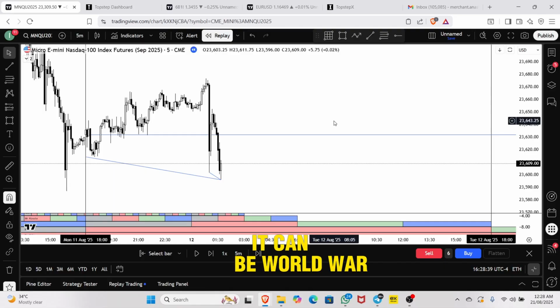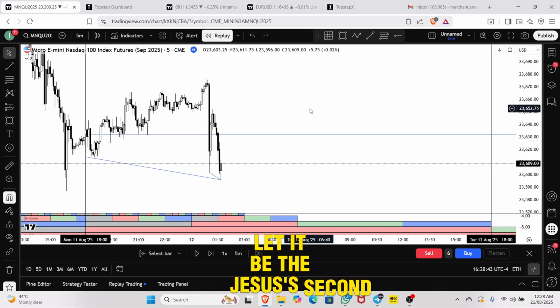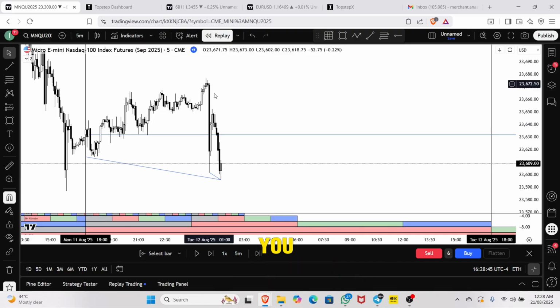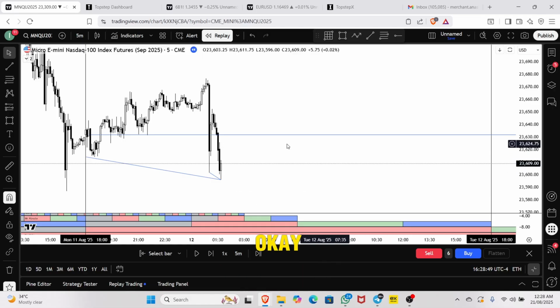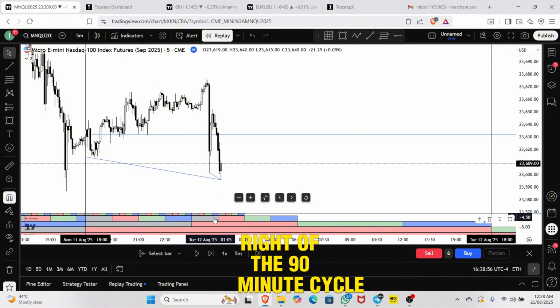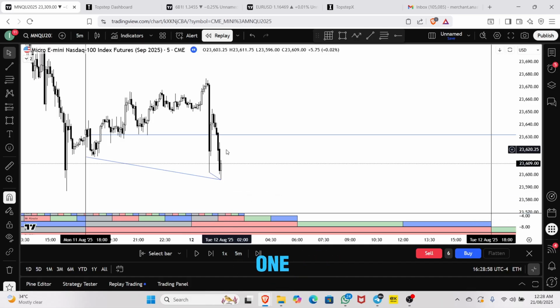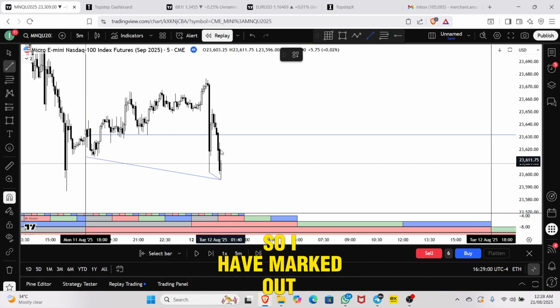It can be World War III. Let it be the Jesus' second coming. You take the trade and you manage your risk. Now, this is the single candle which took out the low of the 90-minute cycle. You can see there is this one, right? So I marked out this candle's high.